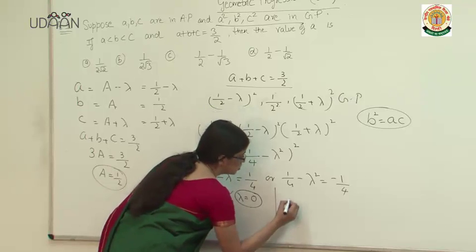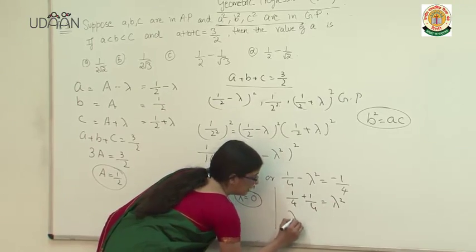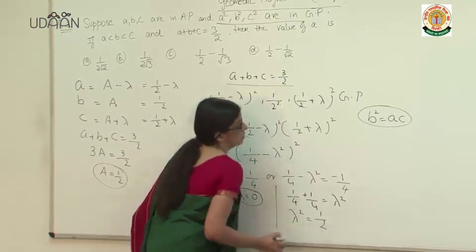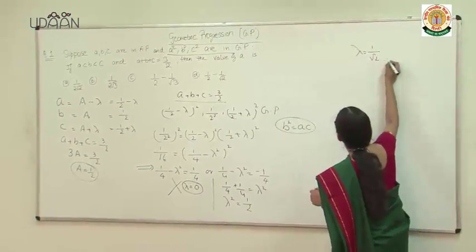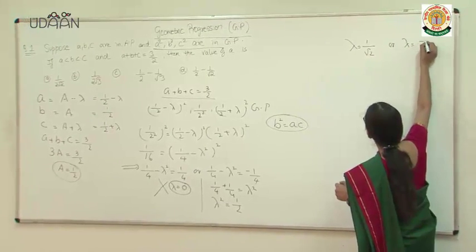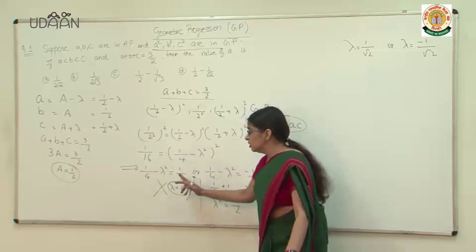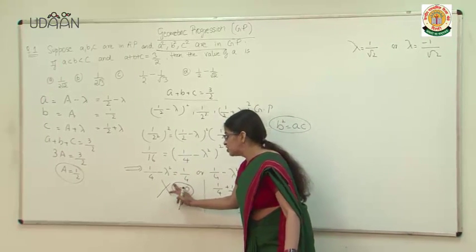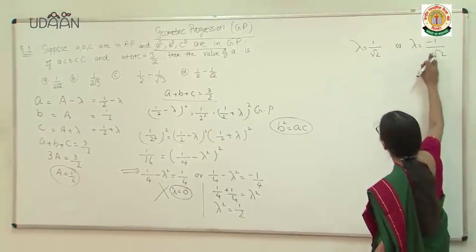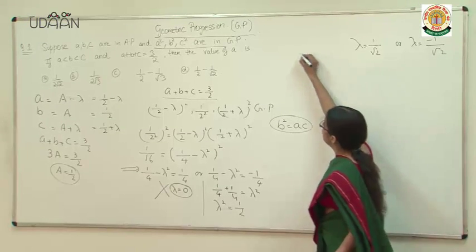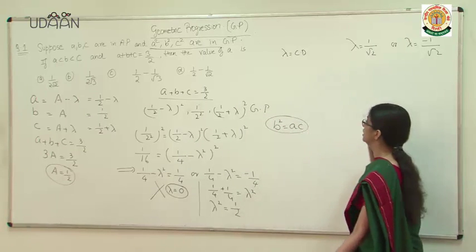And the second condition gives you 1 by 4 plus 1 by 4 equal to lambda square, or lambda square equal to 1 by 2. I'll do the calculations here. Lambda equal to either 1 by root 2 or lambda equal to minus 1 by root 2. When you take the square root, two values are possible, of which the first value we have rejected, and here lambda equal to 1 by root 2 or lambda equal to minus 1 by root 2, where lambda is the common difference of the arithmetic progression given.